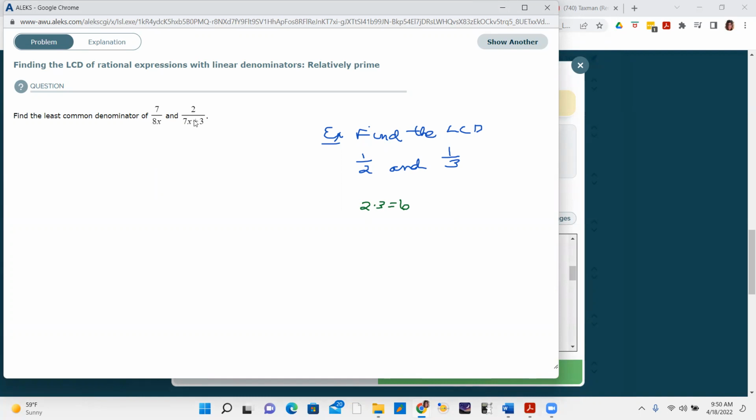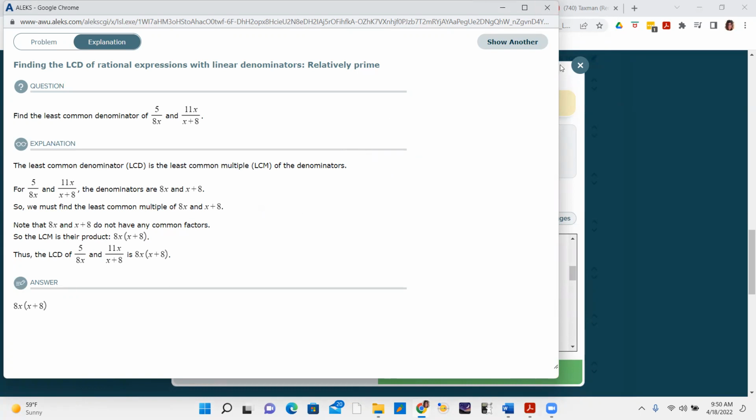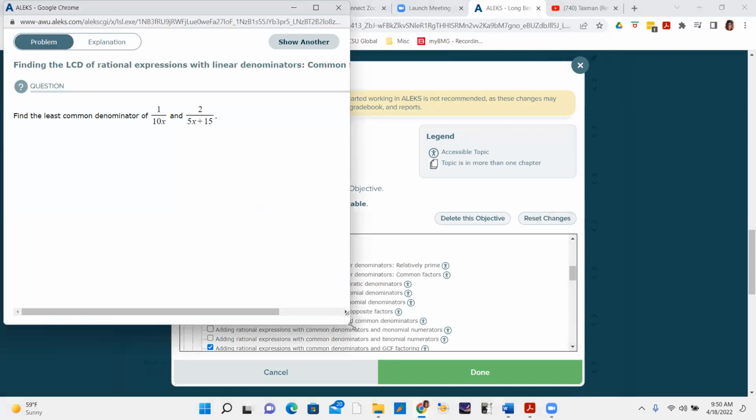So yeah, for these, we're going to need both of them again. Let's just see if they have anything different here. We need both of them, the 8x and the x plus 8. Okay, so let's see what the next topic is. Oh yeah, those were all relatively prime.